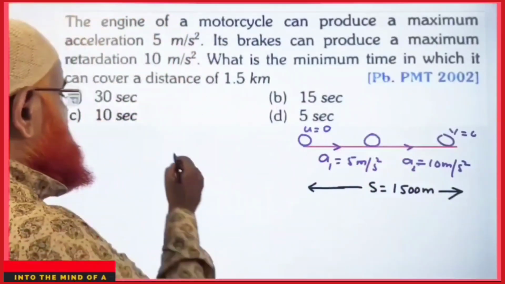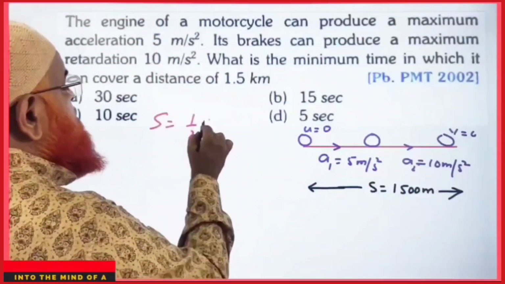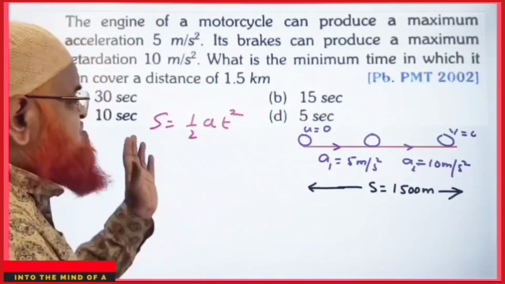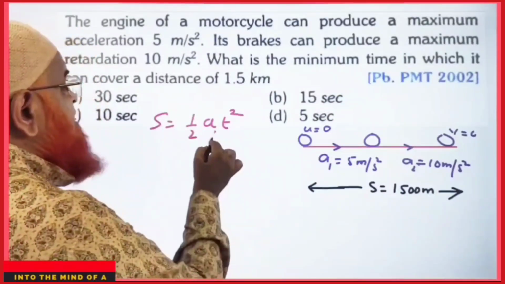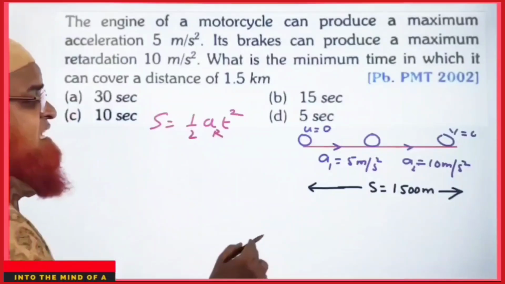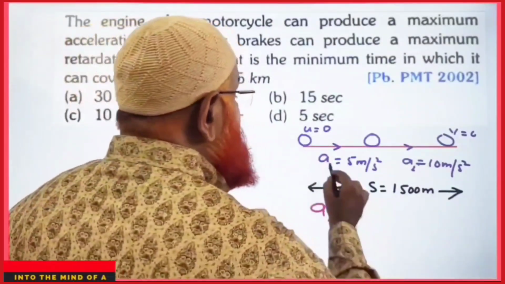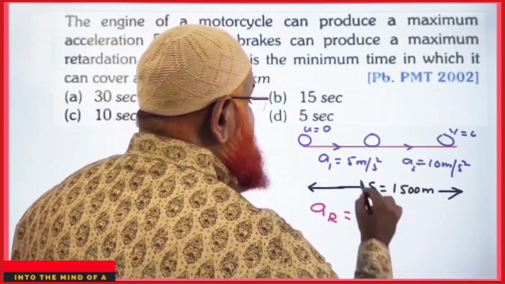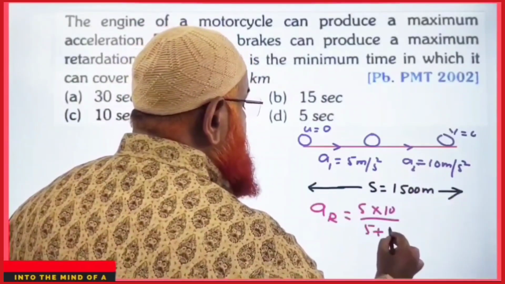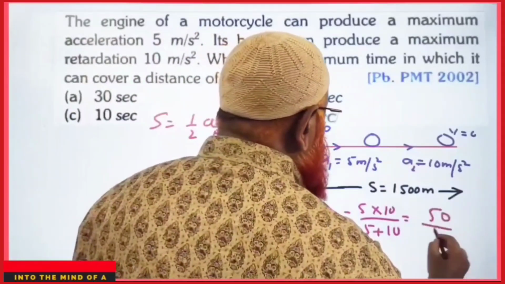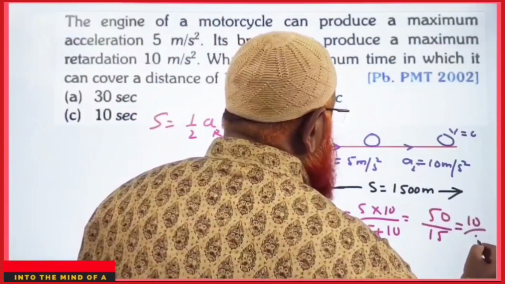A very simple logic. You can just use the formula S is equal to half a t square, because initial velocity is 0, u is going to be 0. But instead of a, you take the resultant acceleration. Resultant acceleration is nothing but the product of accelerations divided by their sum: acceleration into deceleration by acceleration plus deceleration, A1 A2 by A1 plus A2, which is 5 into 10 by 15, which is nothing but 10 by 3.